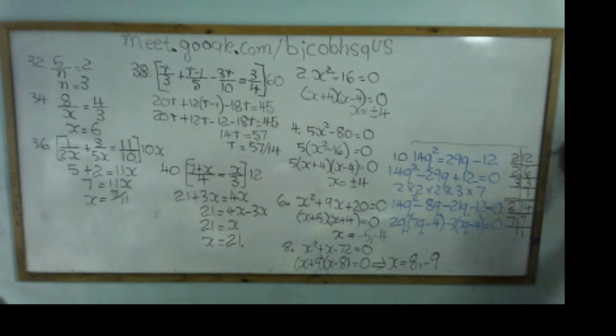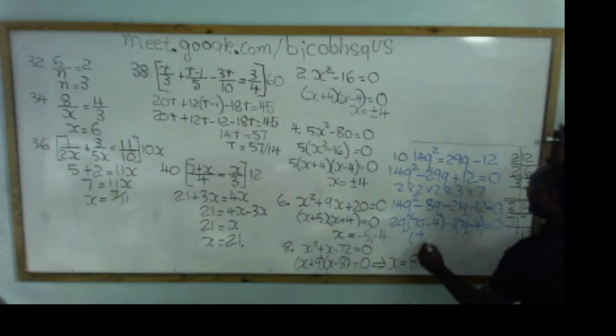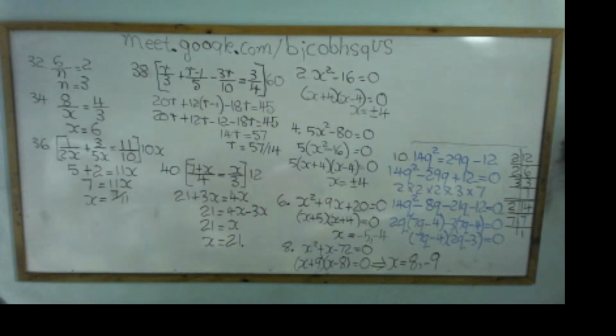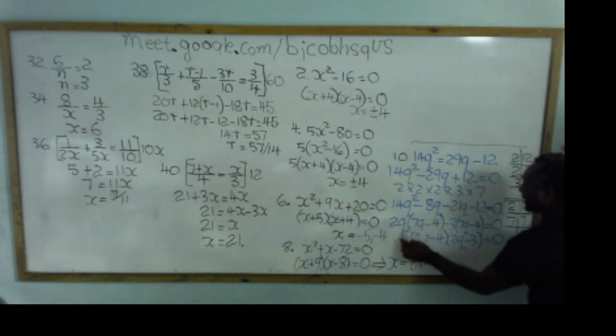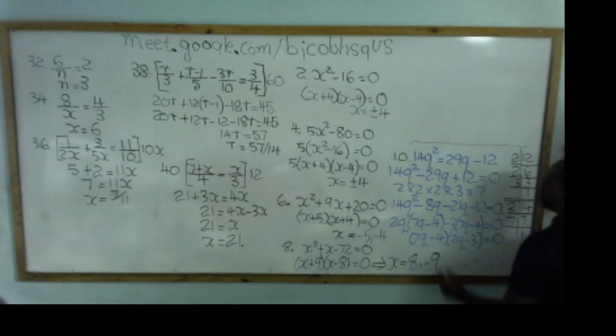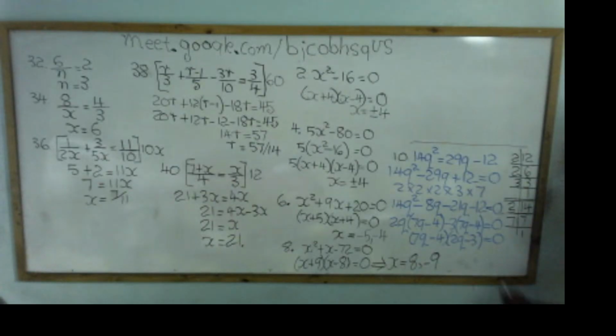So our common factor is 7q minus 4, and the other factor is 2q minus 3. Don't tell me that you cannot see it now. So what is the result? Anybody can tell me what q is equal to?